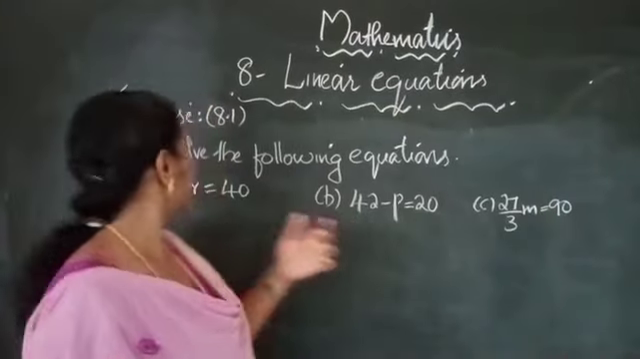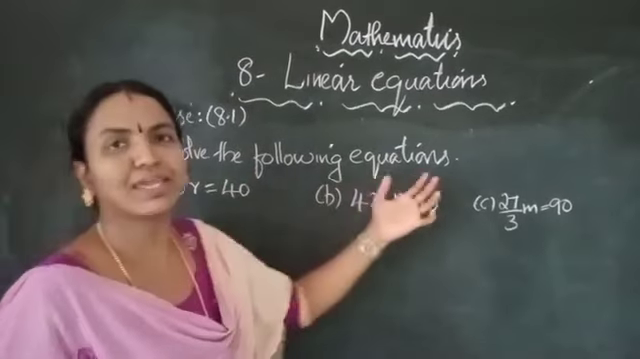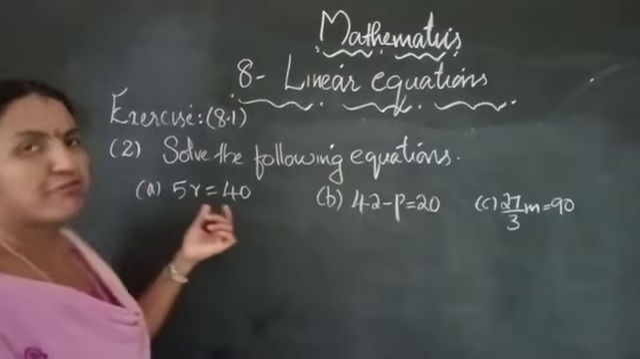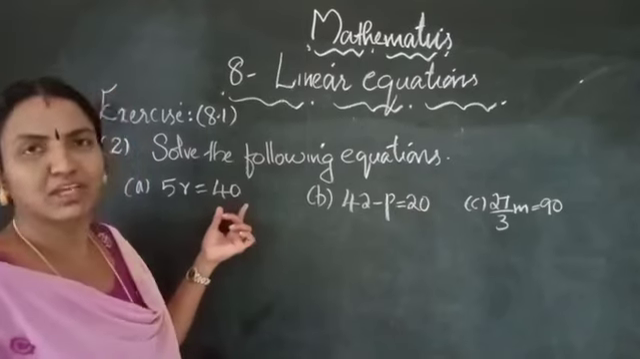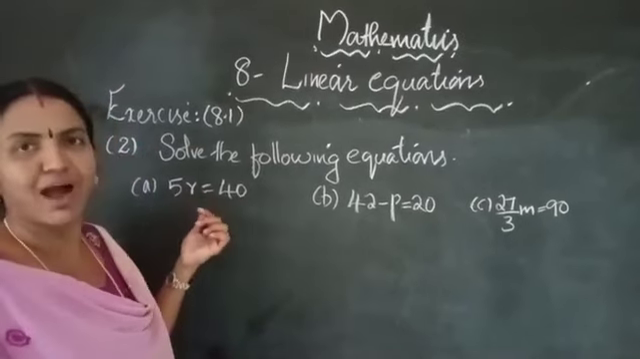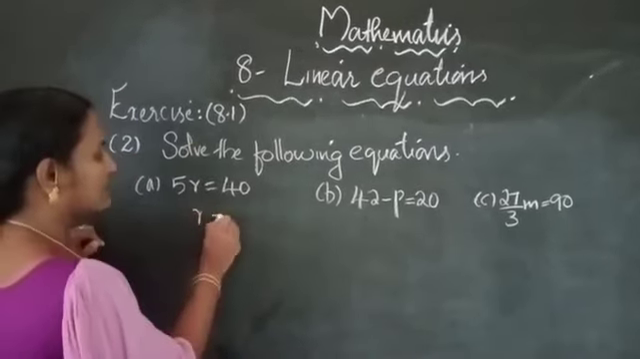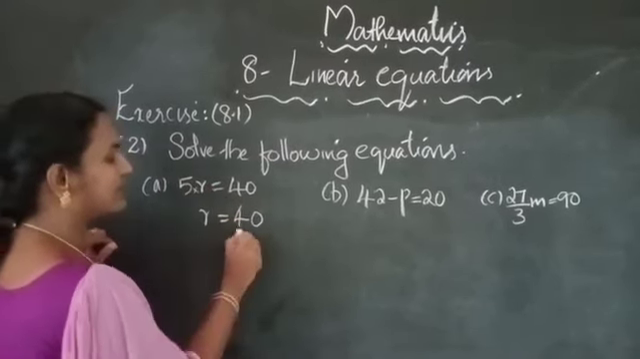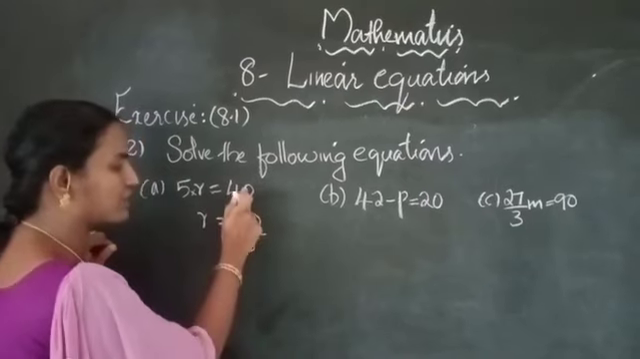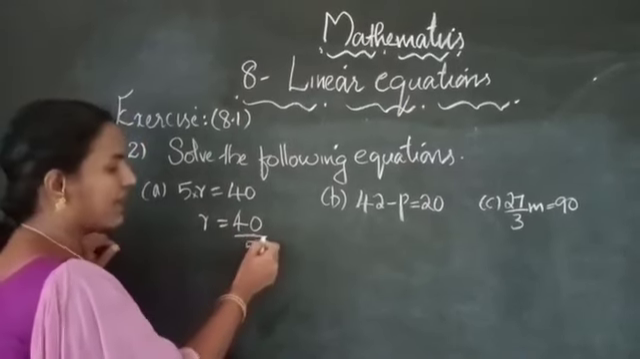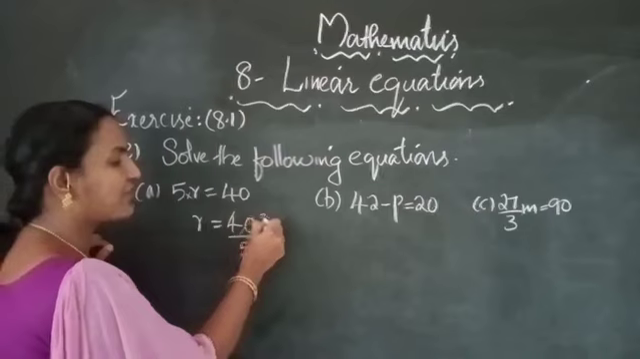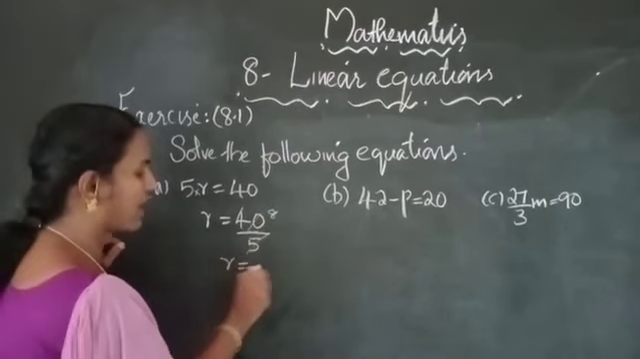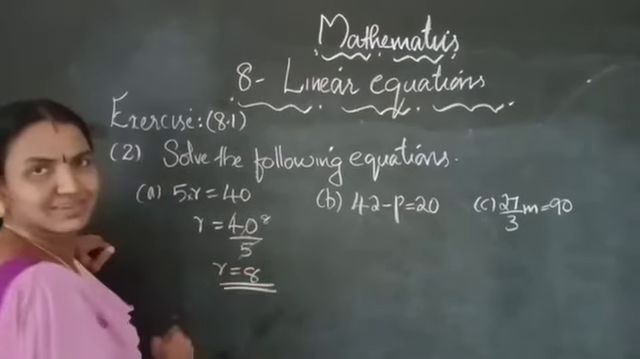Next, question number 2. Solve the following equations. Option A, 5r is equal to 40. How to find the value of r? Here 5 is multiplying r, so r is equal to 40 divided by 5. How many 5s are in 40? 8 5s are 40. So the value of r is 8.